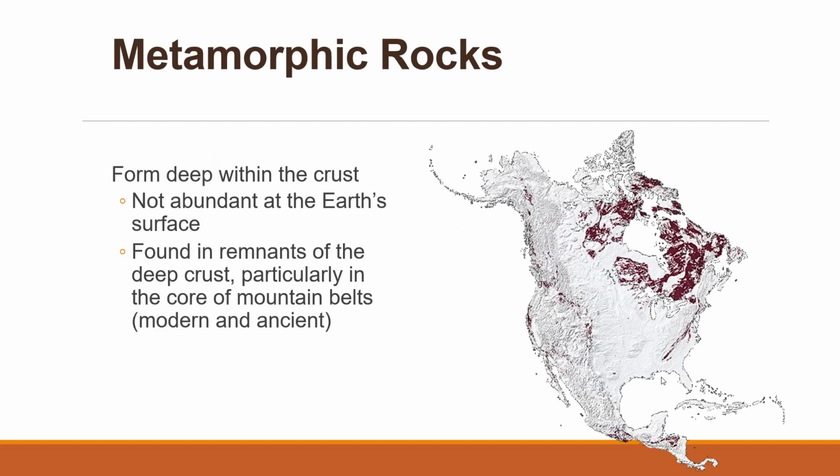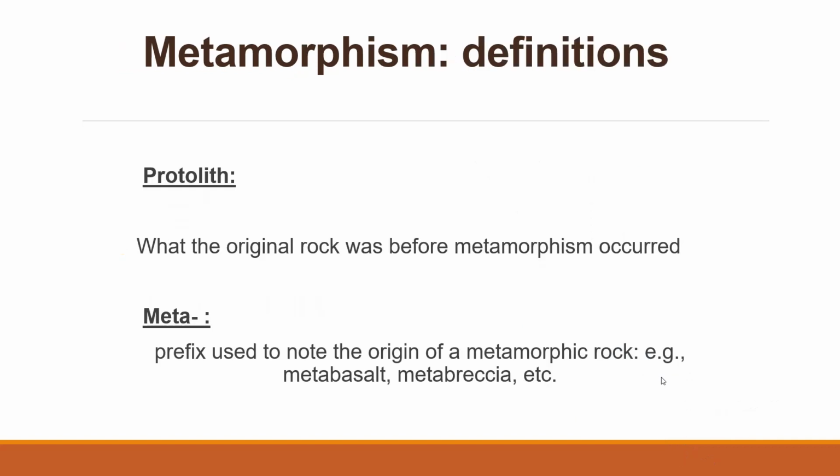They form deep within the crust. They're not as abundant at the Earth's surface, but we find remnants in the deep crust, particularly in the core of mountain belts, modern and ancient. So there's a lot of metamorphic rocks, say, in Canada. They only form under particular conditions. We need extreme pressure and temperature.